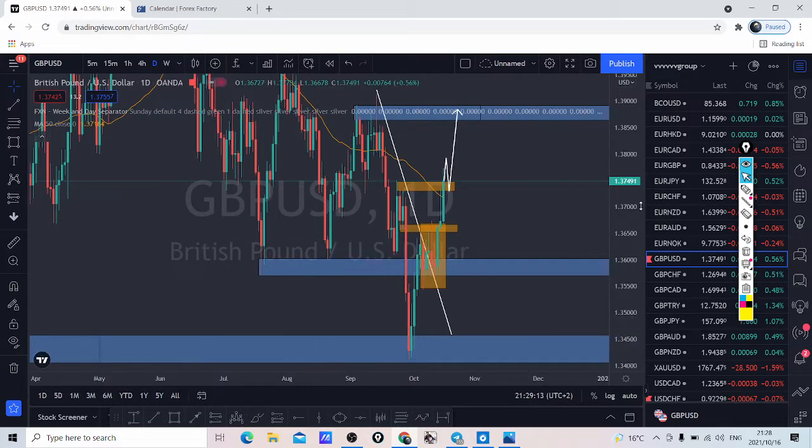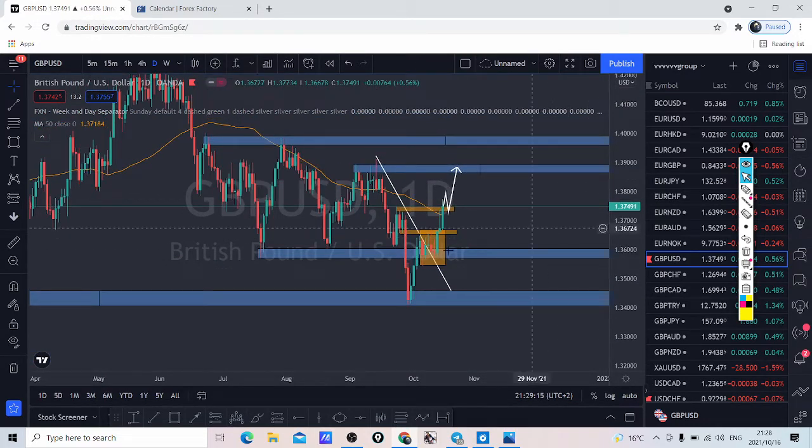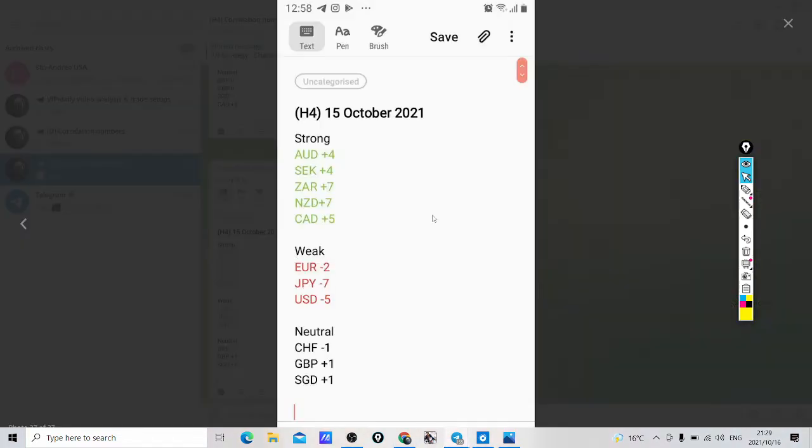Okay, so I'm going to explain why. Start with the correlation numbers. GBP USD. Let's change this to black. Okay, GBP versus the US dollar. So remember, it's GBP versus the USD.